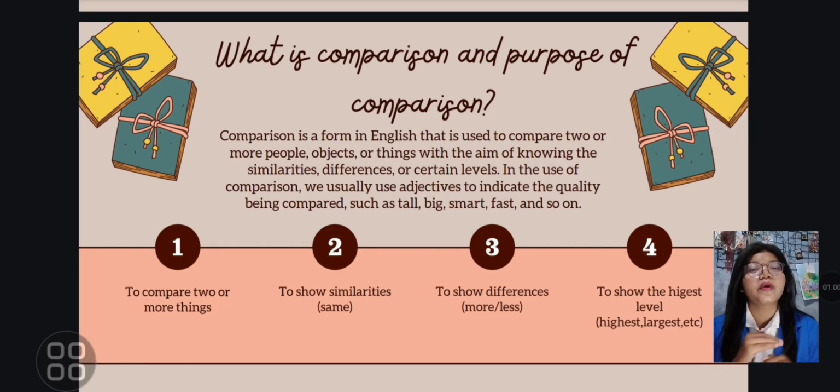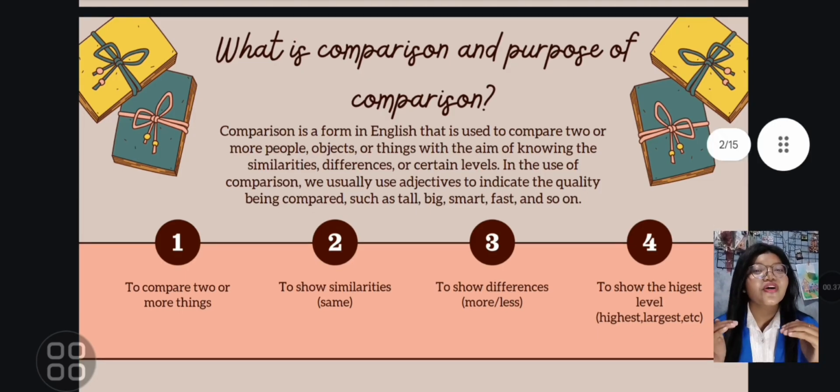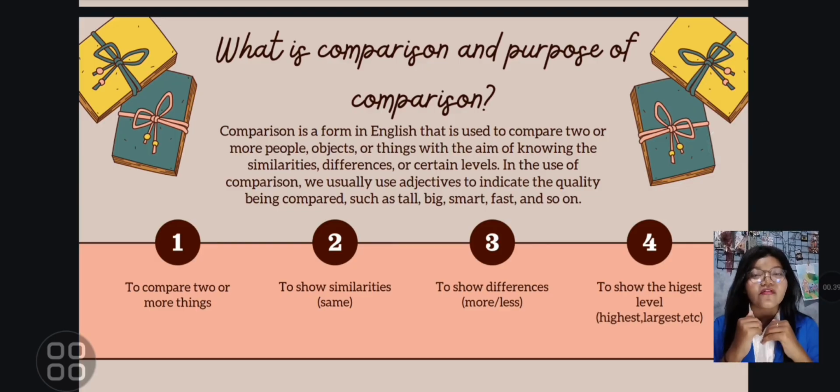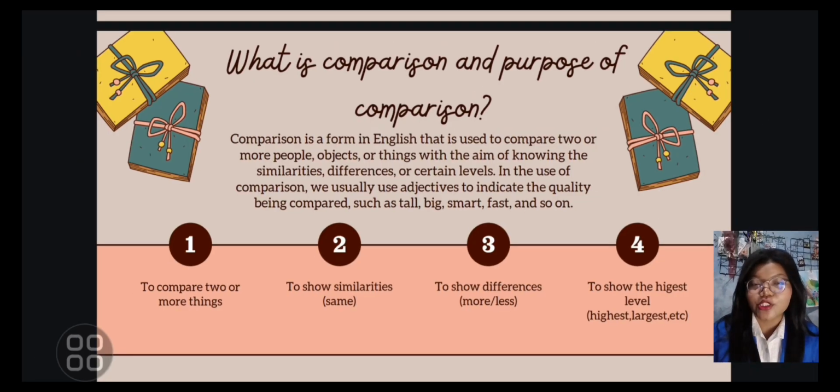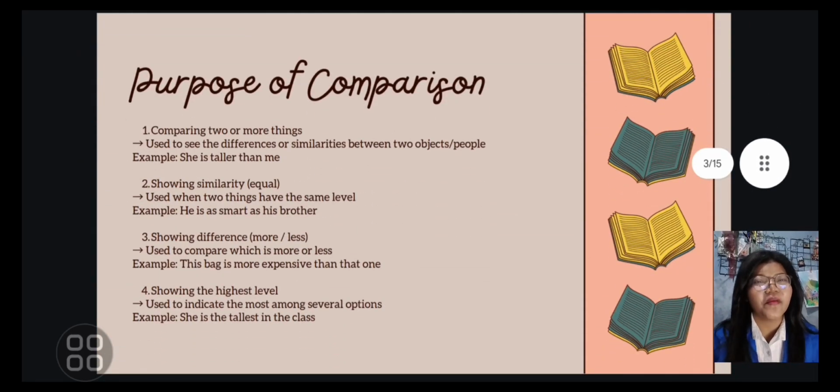There are four main purposes of comparison. First, to compare two or more things. Second, to show similarities or equality. Third, to show difference, whether something is more or less. And fourth, to show the highest level among several options. So what are the purposes of comparison?